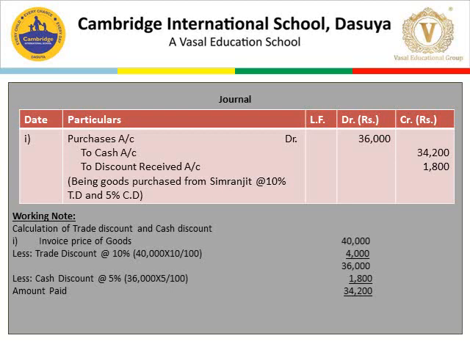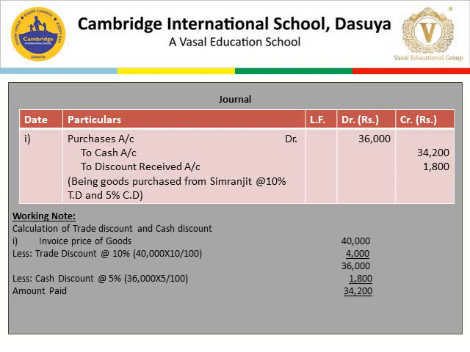Now trade discount is deducted from the invoice price. Now it is the purchased value of the goods which is written in front of the purchases. Now if we see the journal entry, purchases account debit, it will be debited with 36,000.